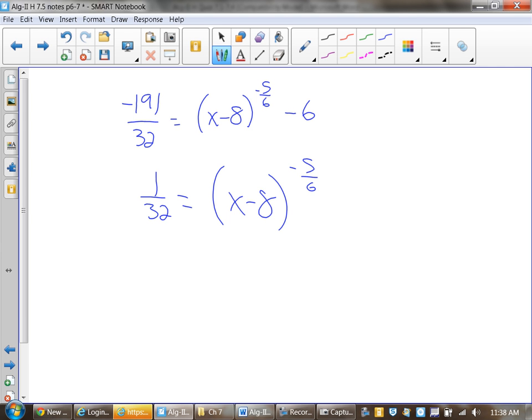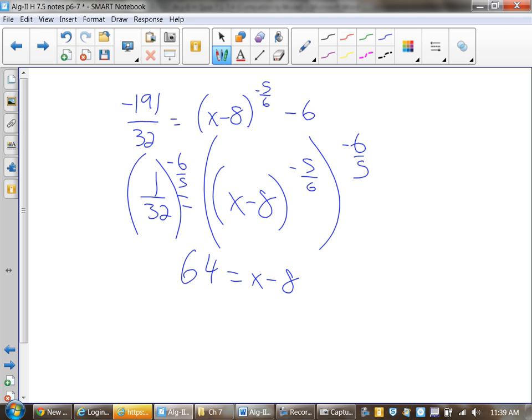Now you got to get rid of that negative exponent. You got to turn that negative exponent to an exponent of 1, which means you have to raise it to the power of its reciprocal. What's the reciprocal of negative 5/6? Negative 6/5. So you raise all of this to the negative 6/5. In my calculator, I use that little caret button, and parentheses negative 6 divided by 5. Close my parentheses and hit enter, and I get 64. Add 8.